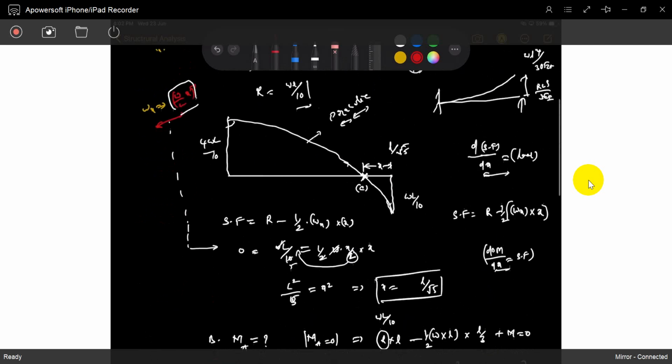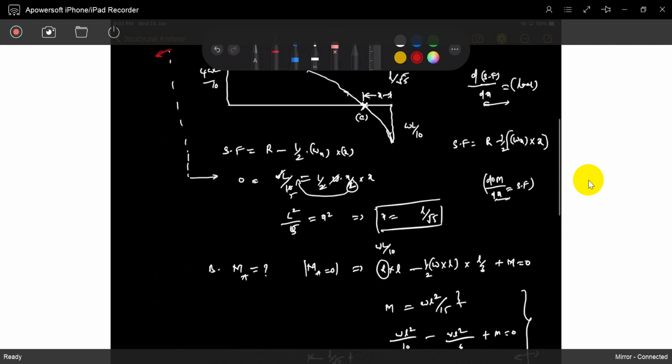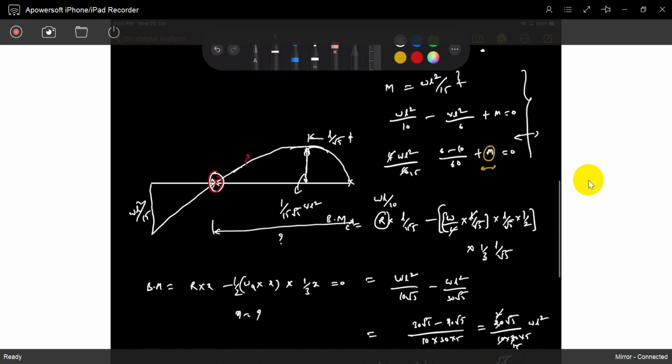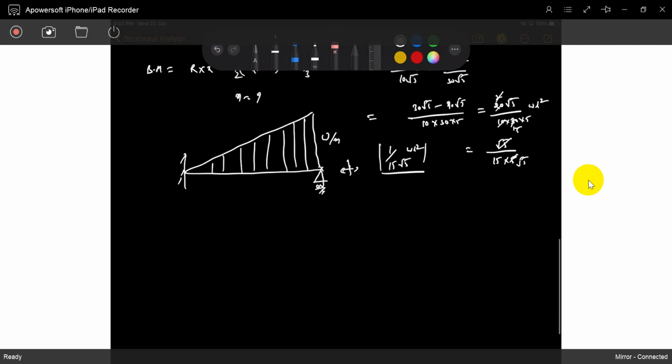Okay, so that's it. You can also do the problem which is exactly opposite, with W per meter, and I will give a support here. So this is also one of your assignments. Okay, that's it. Now I will do a different problem.